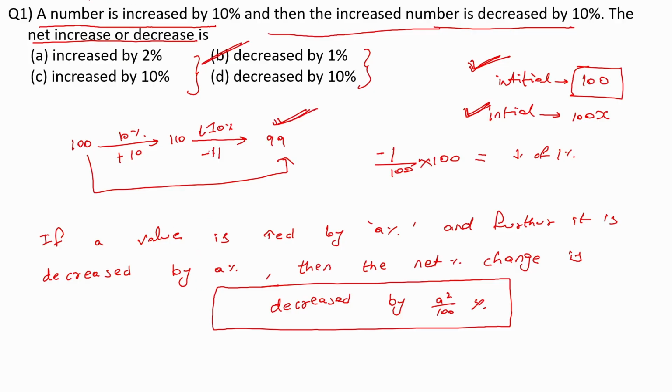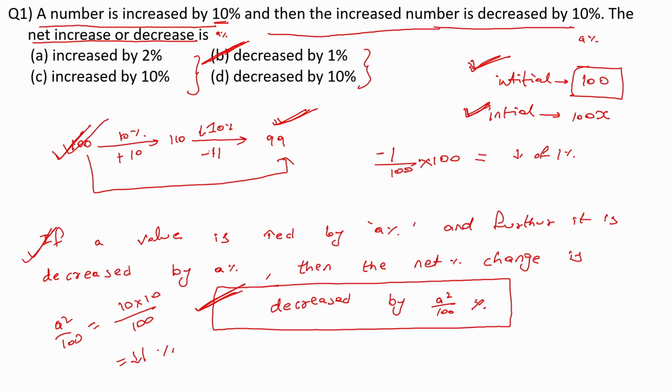Look at this question. A number is increased by 10%, that is A, and then it is decreased by 10%, and it is also A%. So the net increase or decrease? Obviously it is going to decrease, as the formula suggests. So A square by 100. What is A square? 10 square, that is 10 into 10 upon 100. That would fetch me 1. As it says decrease, so there would be a decrease of 1%. That is option B.